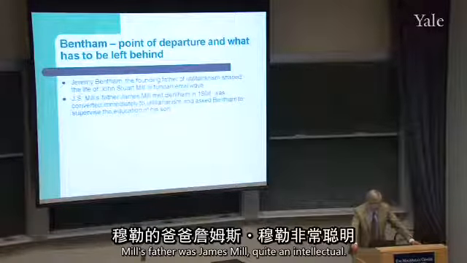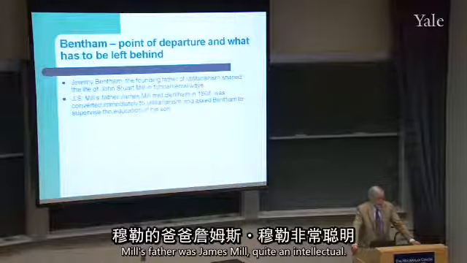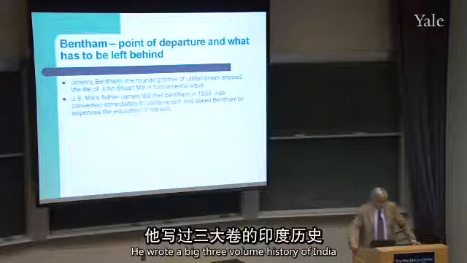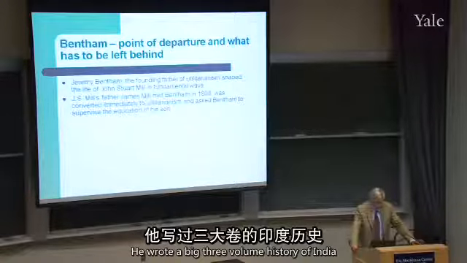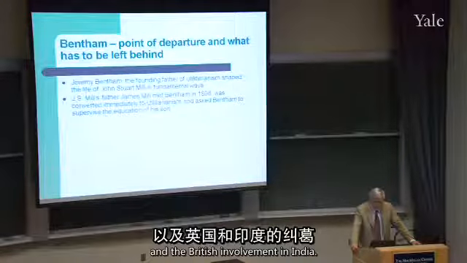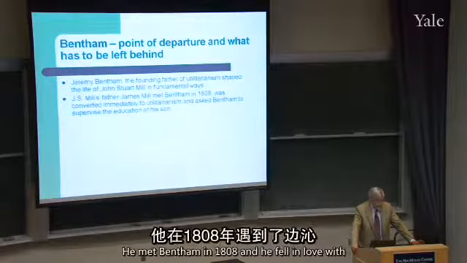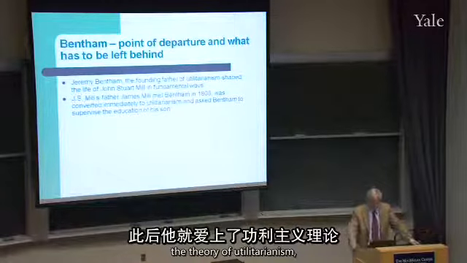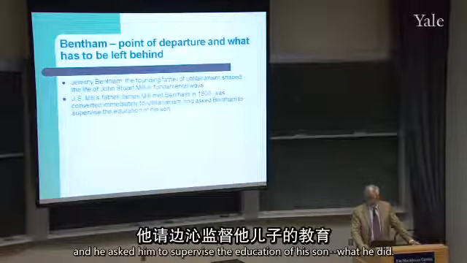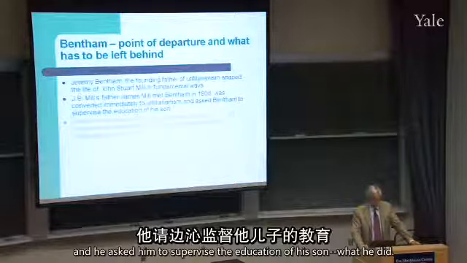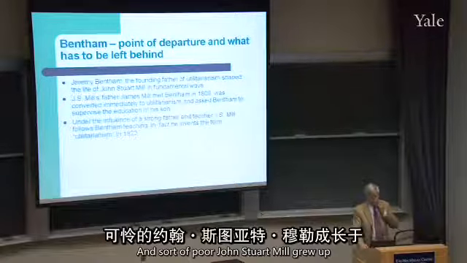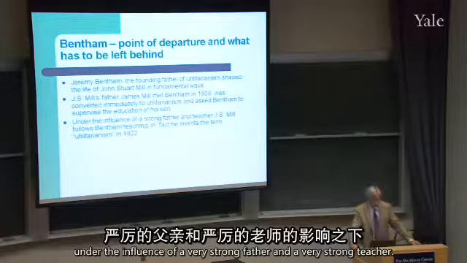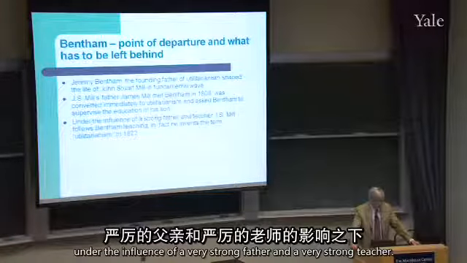Mill's father was James Mill, quite an intellectual. He wrote a big three-volume history of India and British involvement in India. He met Bentham in 1808, and he fell in love with the theory of utilitarianism, and he asked him to supervise the education of his son, which he did. And sort of poor John Stuart Mill grew up under the influence of a very strong father and a very strong teacher.